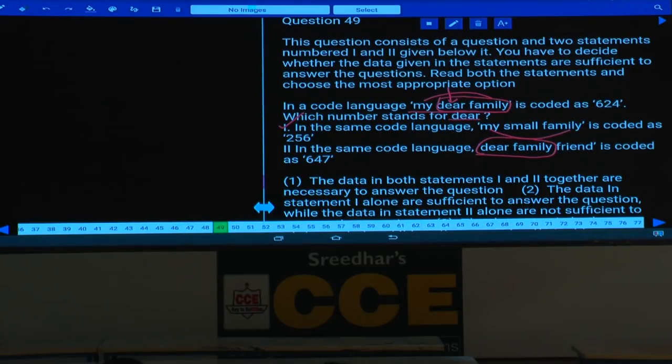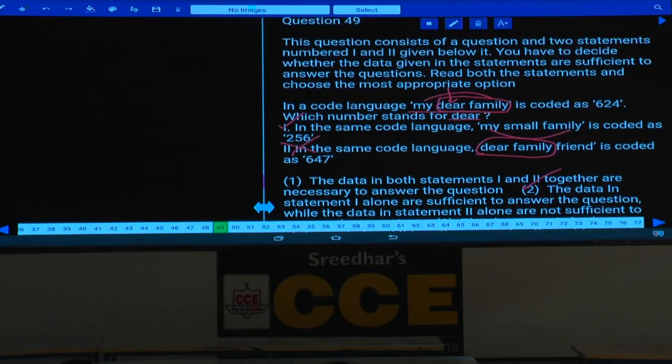Hence 2 codes will be common. As 2 codes are common between these 2 codes, what is the code to the word dear cannot be identified, isn't it? Hence 2 alone is not sufficient, only 1 alone is sufficient, that is choice 2 is the answer. Done with this? Now this is about question number 49, choice 2.